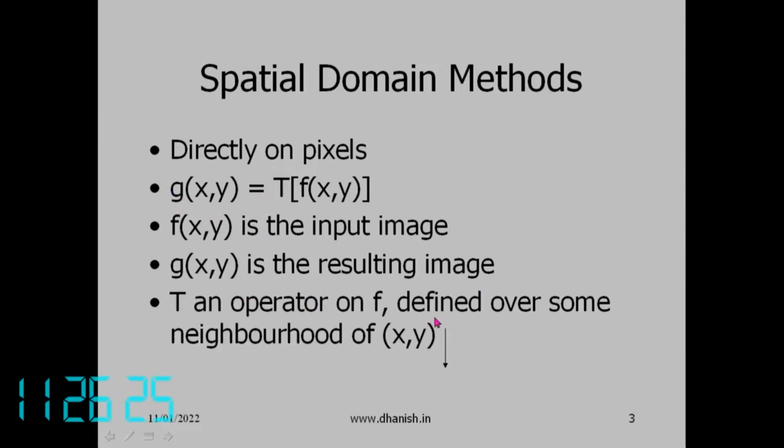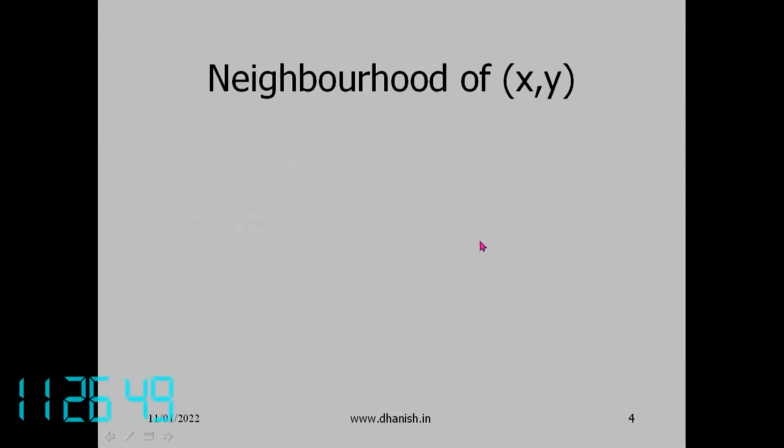So T is an operator on f defined over some neighborhood of xy. So T is some operation. Maybe for the intensity of f, you can take the square of the intensity. That is one operation. And it can be defined over some neighborhood of xy. So if the neighborhood is also the same color or something like that, then it is fired. Otherwise, it is not. Some conditions can be there. That's why it is defined over some neighborhood of xy.